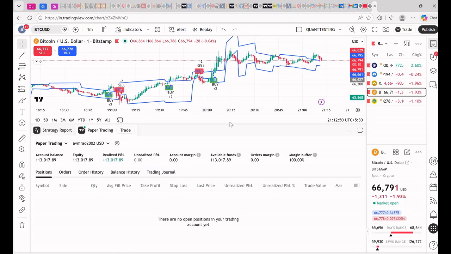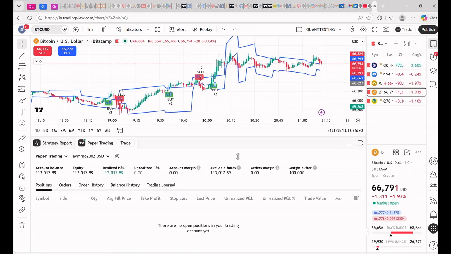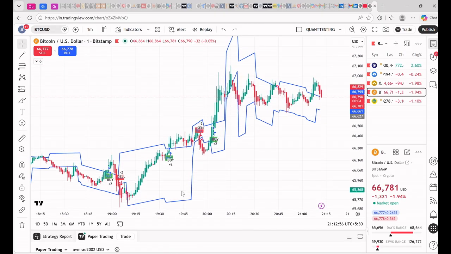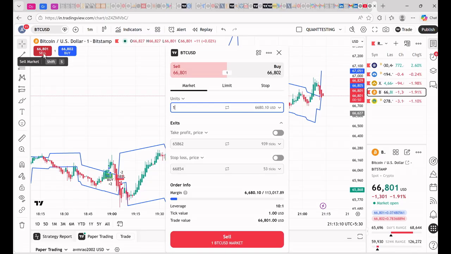Now let us understand how to place a trade. You will see buy and sell buttons. These are used to enter long and short positions. Before clicking on buy or sell, you must define your trade parameters. First, select the quantity. For this internship, it is recommended to always use a fixed quantity, for example 1 unit. This ensures consistency across all trades.